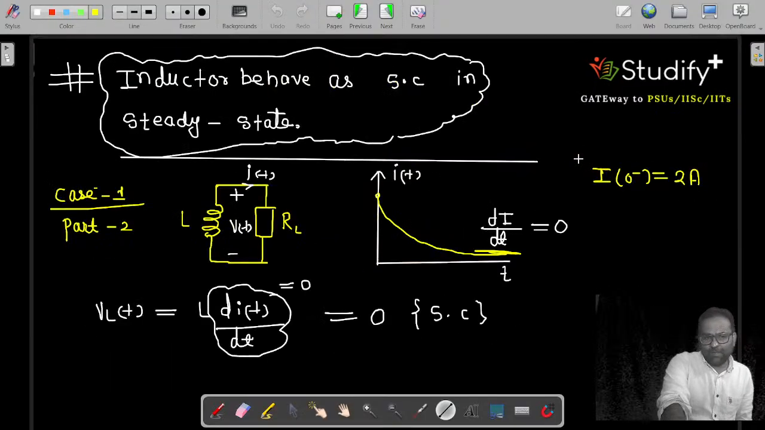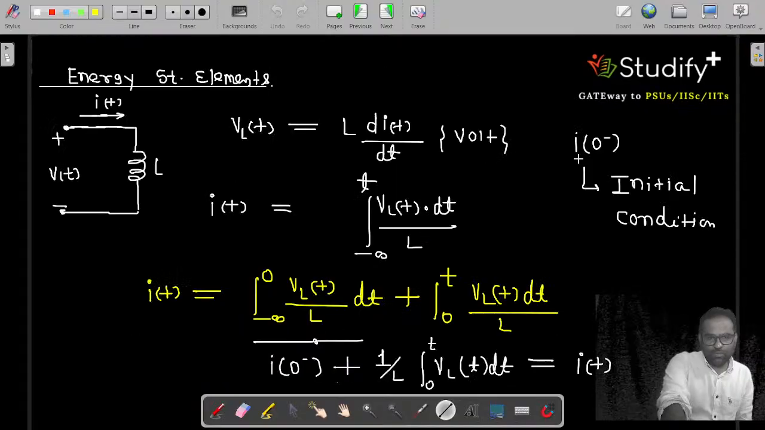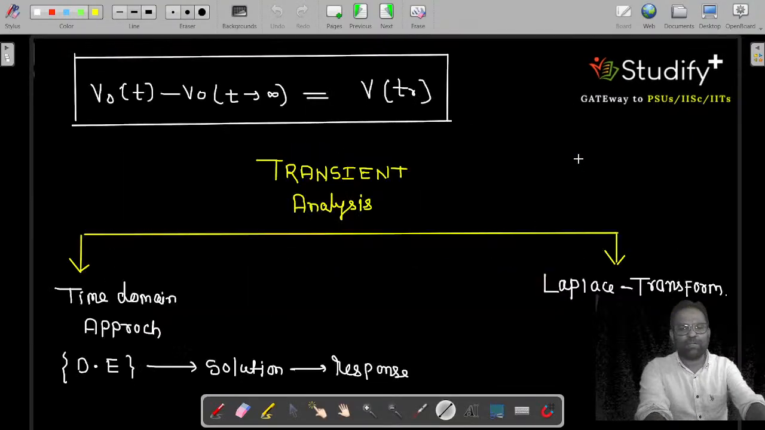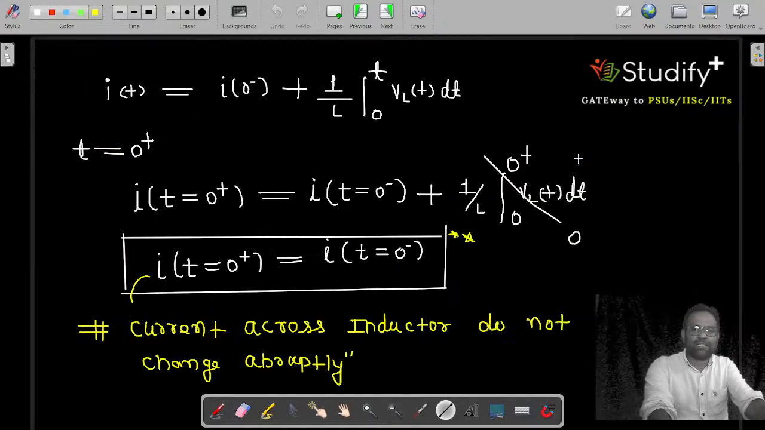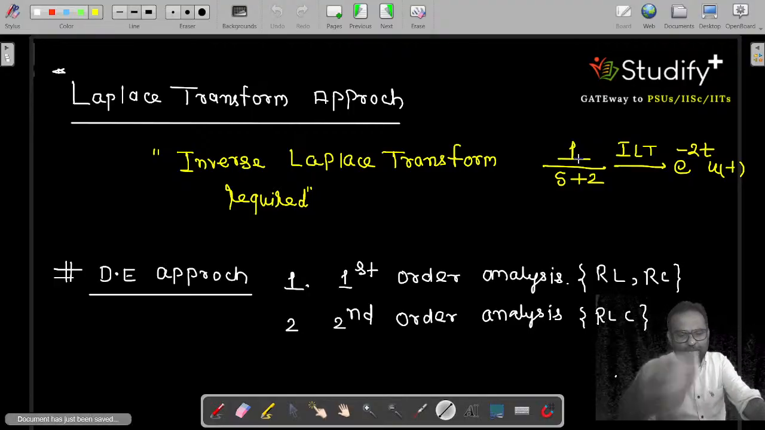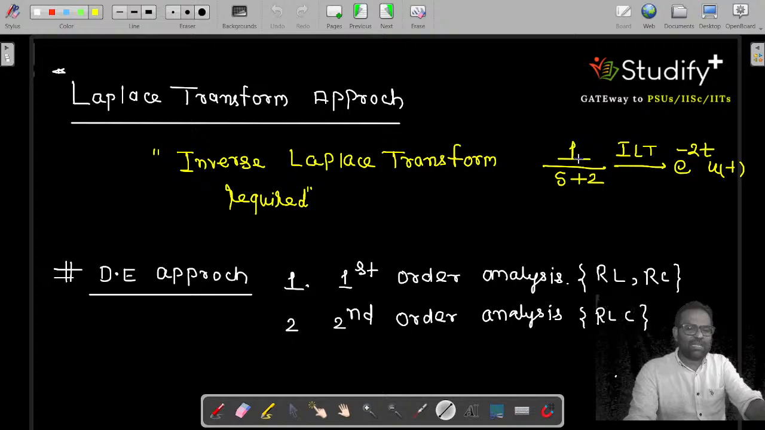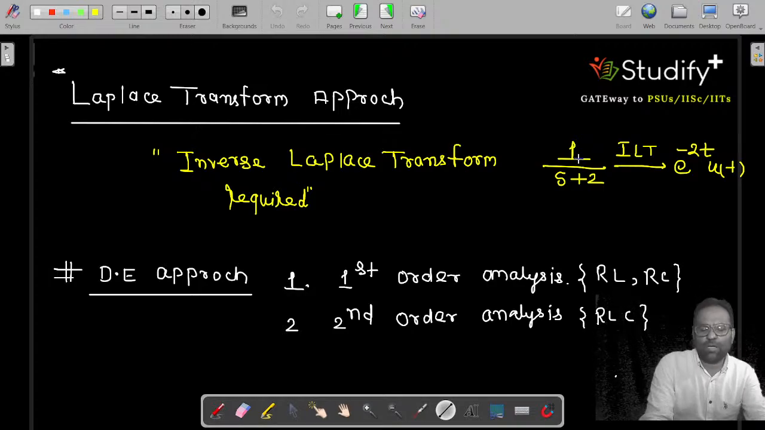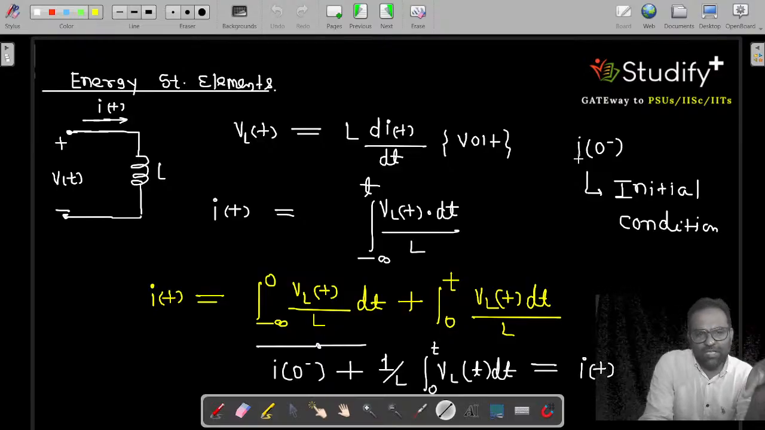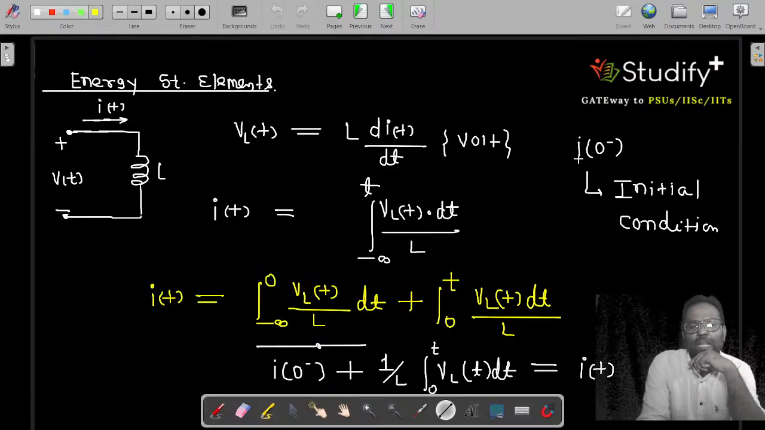So what is the conclusion of today's class? The conclusion of today's class is very simple: transient can be analyzed in two ways. The first is Laplace and the second way is differential equation. We are learning the first case, which is very important to us, differential equation. And for learning differential equation, first we have to analyze our components.